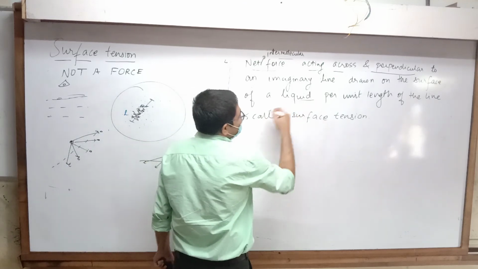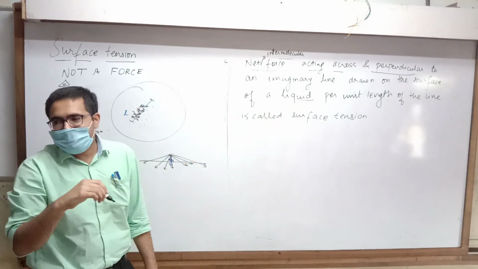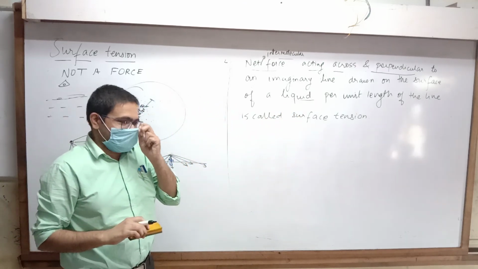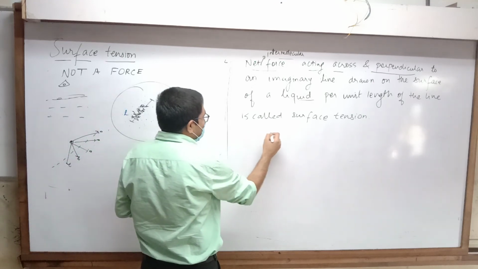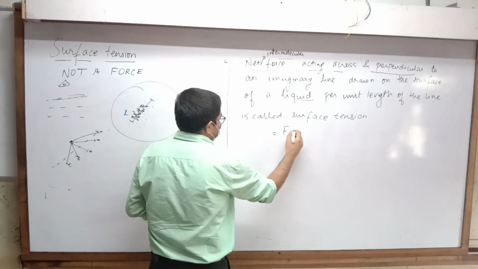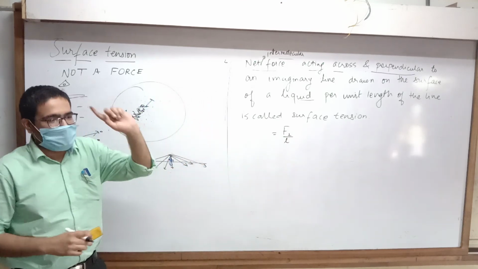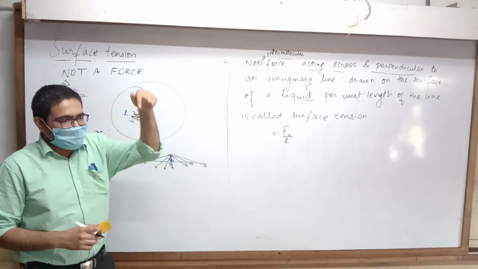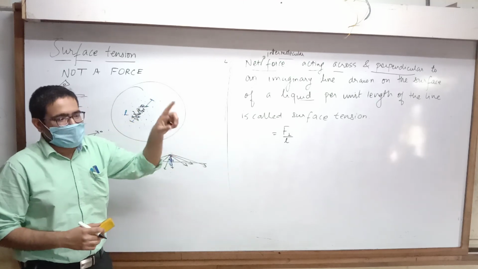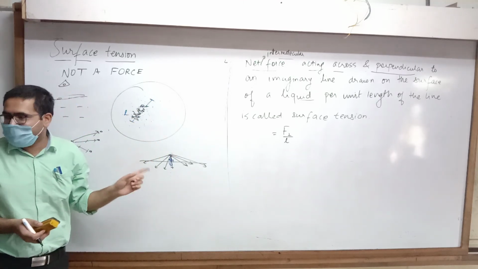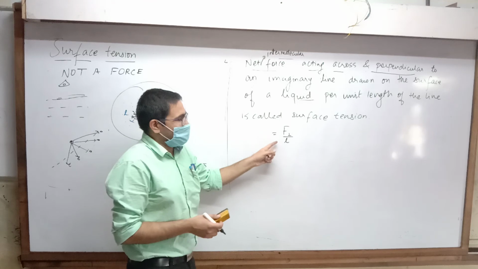Till here it seemed like this is just force, right? But like I said, it's not force, it is force per unit length. Okay, it is once again F perpendicular, but not like in pressure. There it was perpendicular to the surface. Here it is perpendicular to this imaginary line. Okay, F perpendicular upon L.